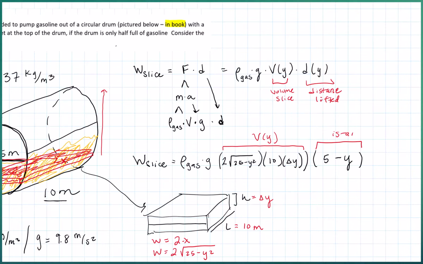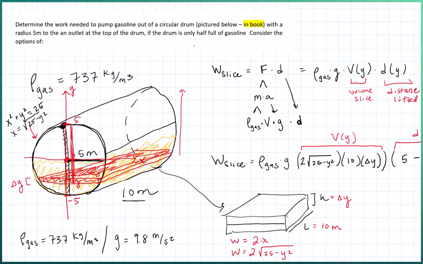And I'm going to write d of y. That is variable again, right? Because the slices at the bottom have to go further. And you know what? You can always check to make sure it makes sense. This very bottom slice, you could actually plug in -5 for y. This very bottom slice has to be lifted 10 units, 10 meters to get out of this cylindrical drum.